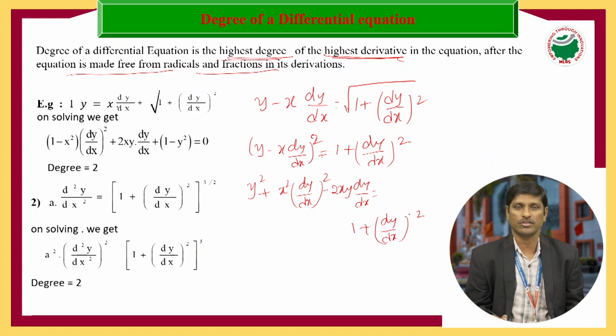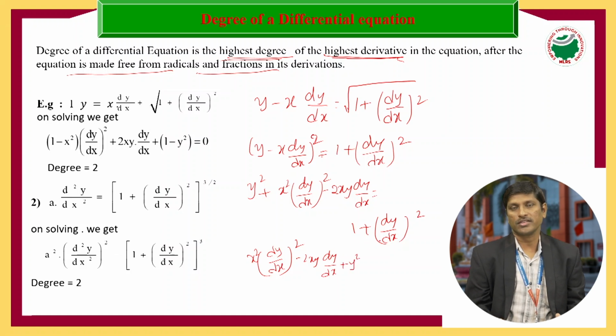Now you take all the terms into one side. So if you take all the terms into one side, there it is having x square (dy by dx) whole square minus 2xy dy by dx, and next plus y square. The right side terms we are taking to the left side, obviously the sign will change. Here it is having plus 1, when it comes to this side it changes to minus, so minus 1, and there it is having plus, when it comes to this side minus (dy by dx) whole square is equal to 0.